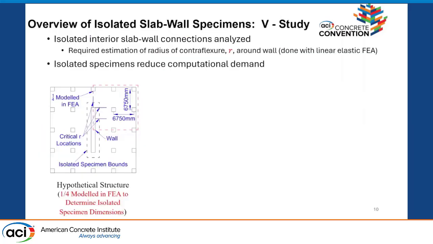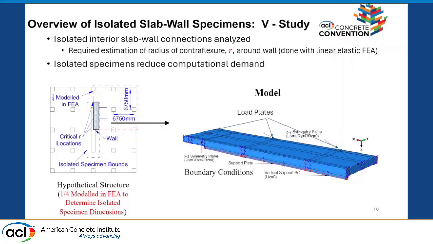Okay, so how did we analyze them? Well, even in finite element, you really cannot do the full system because otherwise you would never graduate or finish or do anything. So we did create isolated slab-wall specimens as if we were testing them in the lab. We had to find the radius of contraflexure. We did it with linear elastic finite element analysis. And from this system that you can see, this was our base system, we created an isolated specimen and then created a 3-dimensional finite element model for the nonlinear analysis.